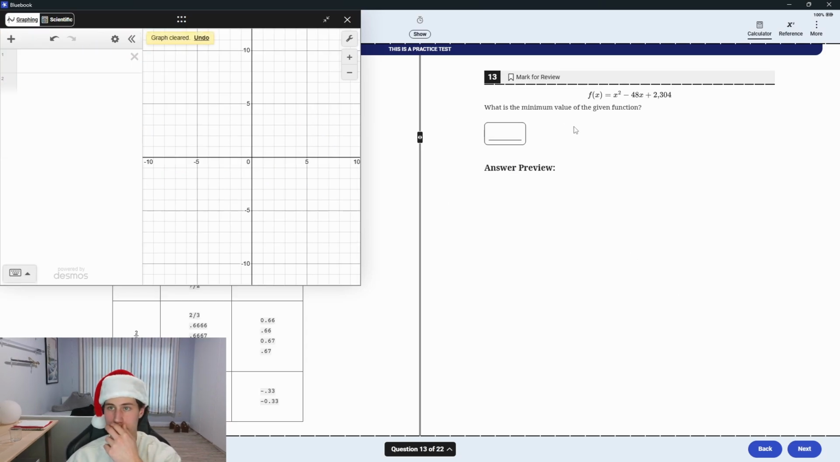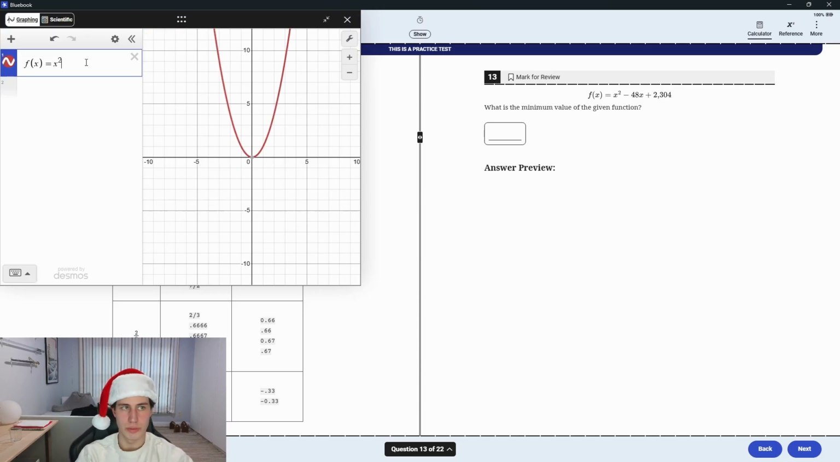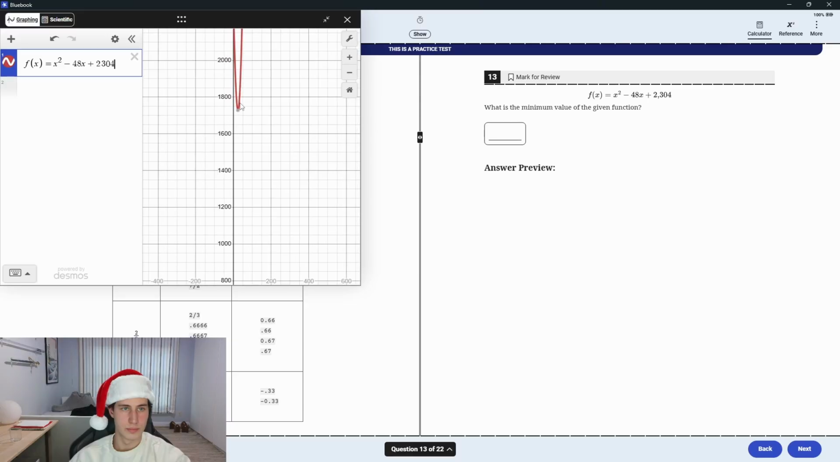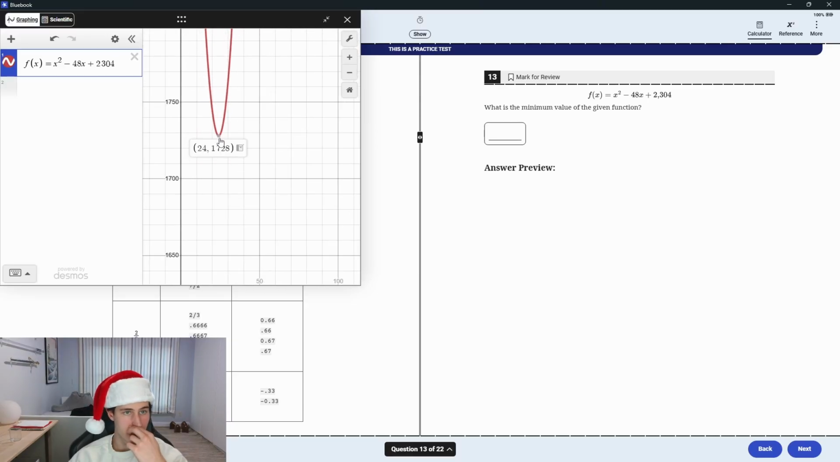Number 13, what is the minimum value of the given function? In this case, for the minimum value, we're just going to graph it and see what the lowest point is on the graph. And the lowest point is right here at 1,728. If they're asking for the minimum value, they're asking for the minimum y value. Unless they explicitly say what is the x value when the given function is at its minimum, then you put in the x value. But if it doesn't say anything, you're going to assume that it's going to be the y value.